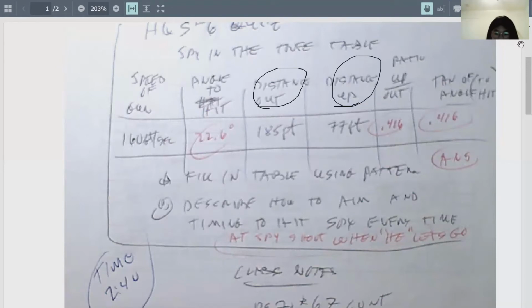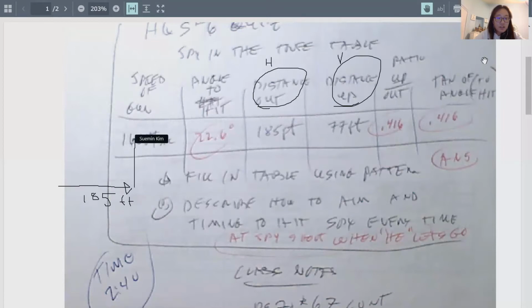So distance out would probably represent, well, which one would it represent? Horizontal or vertical? Horizontally, correct. And then what would distance up represent? Vertically. There we go. So if we draw the distance, I'm going to draw this little small. It's not straight, sorry. This one would go 185, pardon my numbering. 185 feet, right? And then the distance up would be another arrow, and this would be 77 feet.